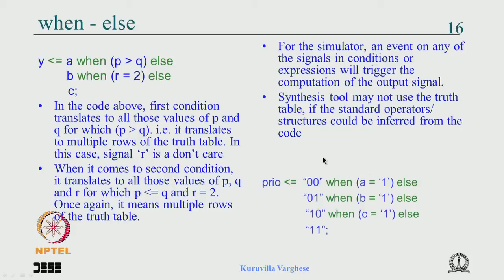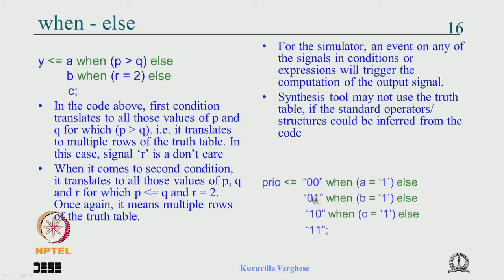So let us take an example which is a priority encoder. I have not drawn the picture, but you can imagine there is a block with 3 single-bit inputs, A, B, C, which is encoded into 2 bits. The maximum priority is given to A, next priority is B, next priority is C, and if none of them happens, the output shows 11.